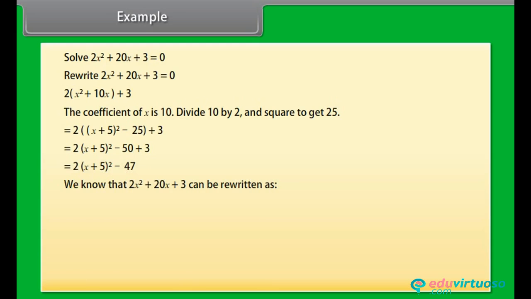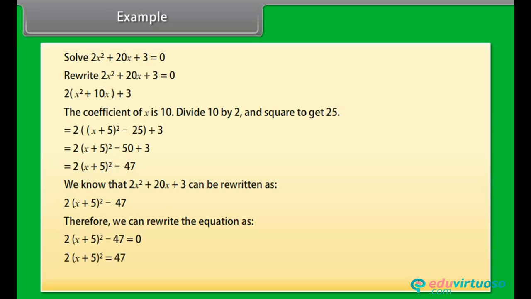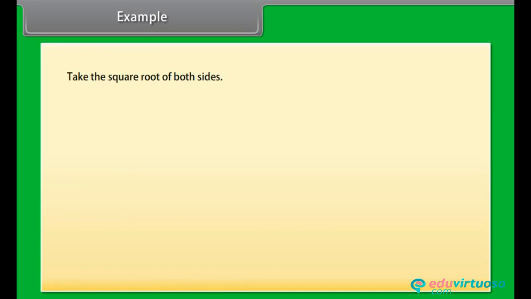We know that 2x² + 20x + 3 can be rewritten as 2(x + 5)² - 47. Therefore, we can rewrite the equation as 2(x + 5)² - 47 = 0, so 2(x + 5)² = 47. Now dividing both sides by 2, we get (x + 5)² = 23.5. Take the square root of both sides. x + 5 = √23.5 or x + 5 = -√23.5.